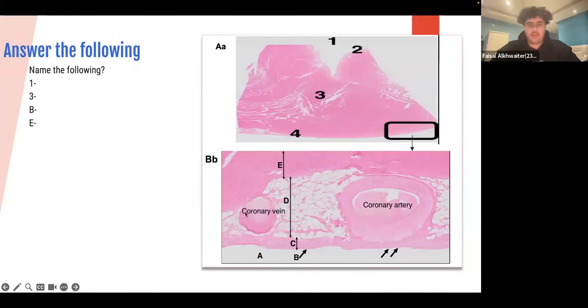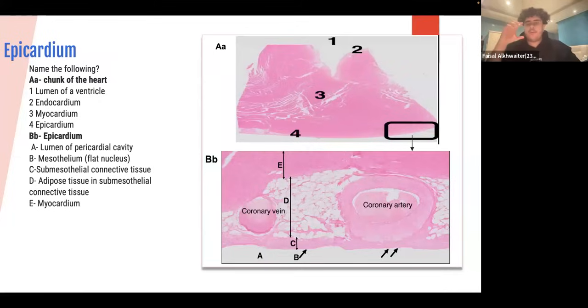Firstly, you have your coronary arteries and veins. Basically, the layers of epithelium on the external and internal surfaces are called differently. If we're talking about the endocardium, we're talking about endothelium. And if we're talking about the epicardium, we're talking about mesothelium. So you can see the different layers. You have the lumen of the pericardial cavity, the mesothelial cells here, the mesothelial connective tissue, the adipose tissue here, and then the working myocytes up there.